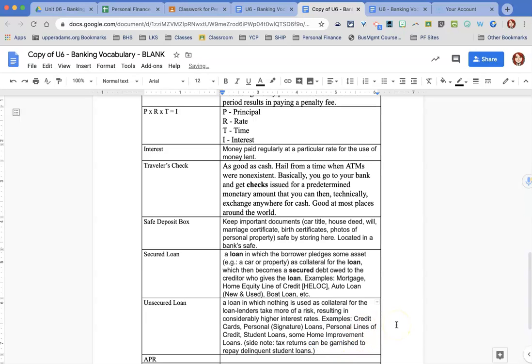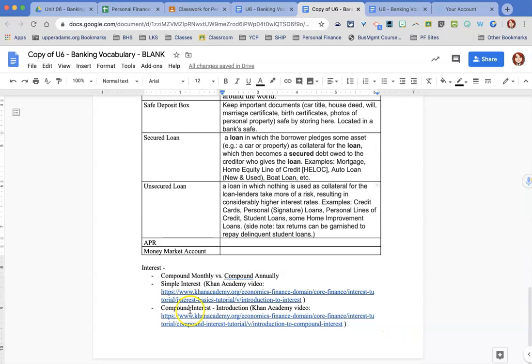All right, so those are unsecured loans. APR, do you remember what APR stands for? Annual percentage rate. And a money market account basically requires a set balance in order to open. There's a set balance that you must have on deposit when you open up a money market account. So, you've got to have that.